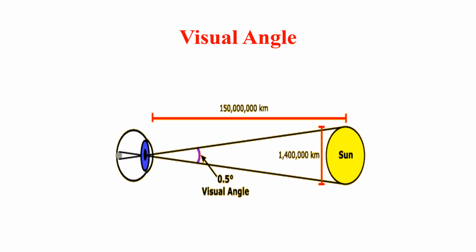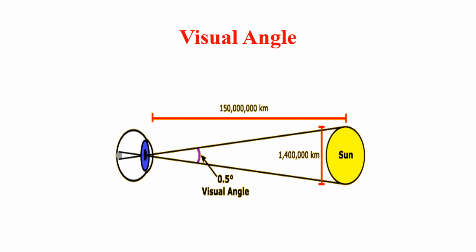So the angle formed between the top and bottom line is the visual angle. You can see in the figure two lines are drawn from the eye side. One is at the sun's top side and the second one is at the sun's downside. In between them, the 0.5 degree angle, or visual angle, is formed. From that you can understand the behavior of our eyes.